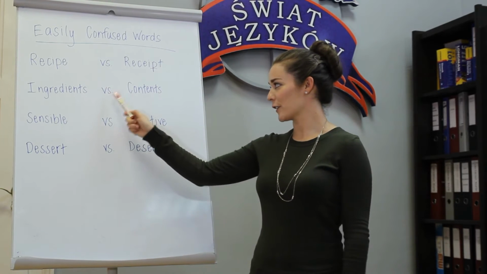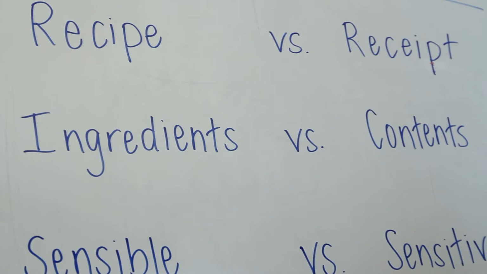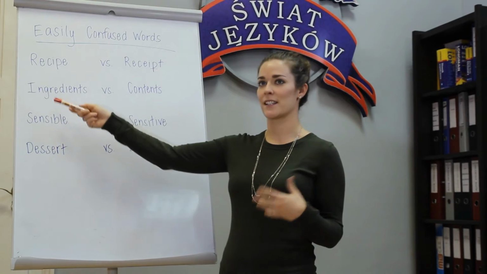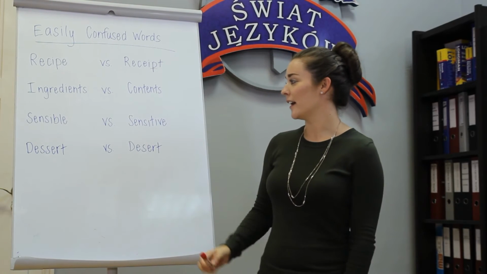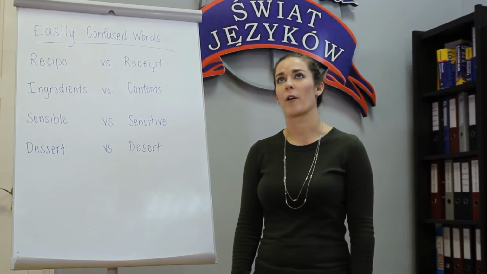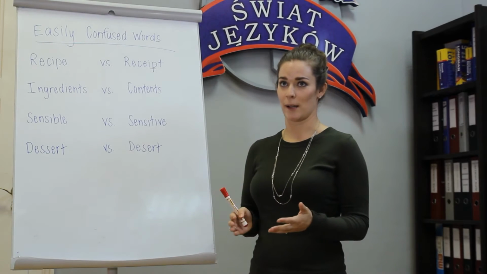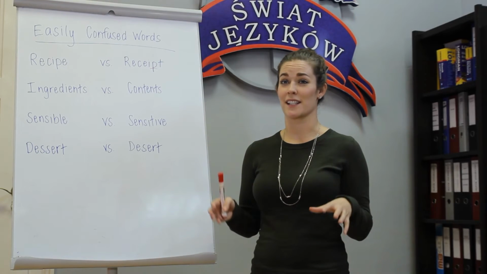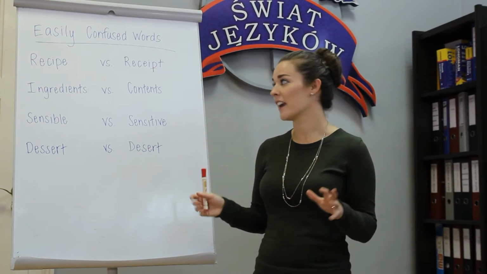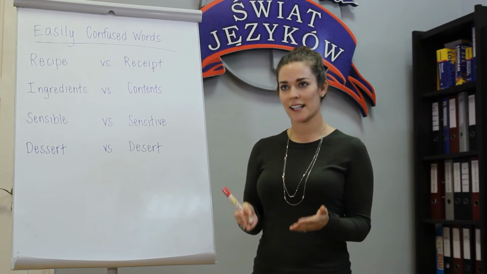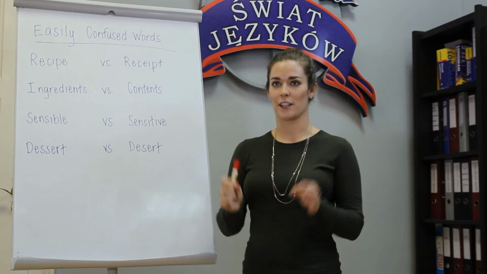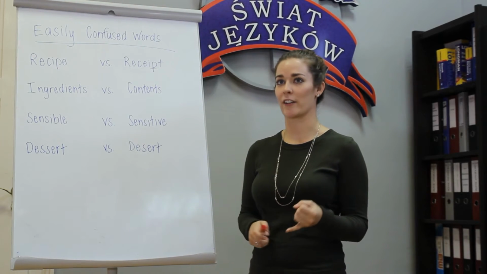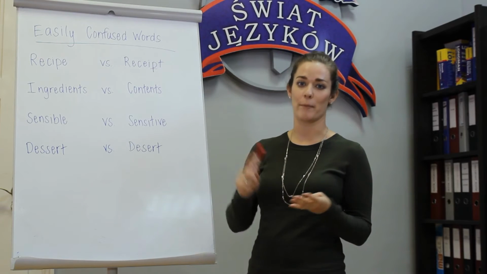So ingredients versus contents. Ingredients refers to the individual parts that are combined together to make something. So we use ingredients in our recipe. As far as contents, we're talking about all of the things that are inside something. If I'm talking about my purse, I might say I'm looking for my keys, so I dumped out the contents of my purse. The most important part here is contents are all of the things inside something, and ingredients are the individual parts to make something. If I'm talking about making pancakes, I would say my ingredients are eggs, flour, sugar, and milk.